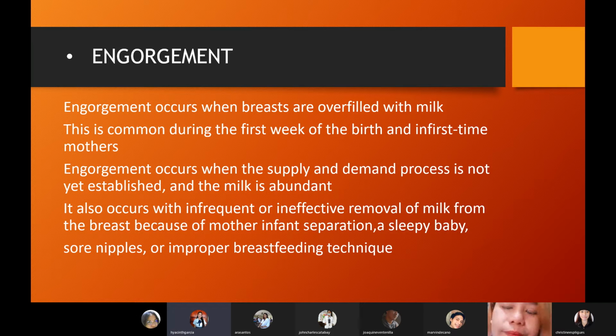Engorgement occurs when breasts are overfilled with milk. This is common during the first week of the birth and in first-time mothers. Engorgement occurs when the supply and demand process is not yet established and the milk is abundant. It also occurs with frequent or ineffective removal of milk from the breast because of mother-infant separation, a sleepy baby, sore nipples, or improper breastfeeding technique.